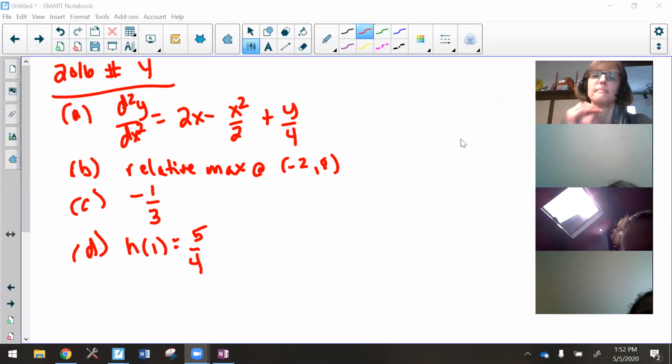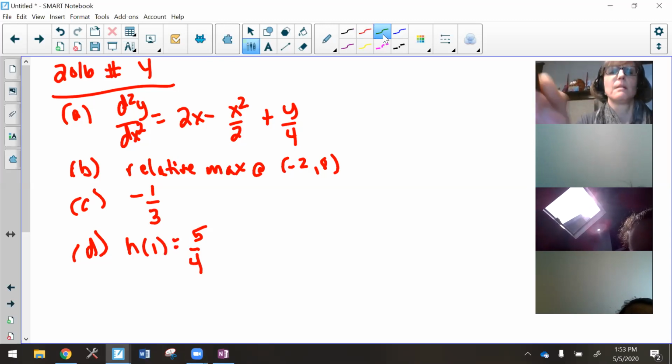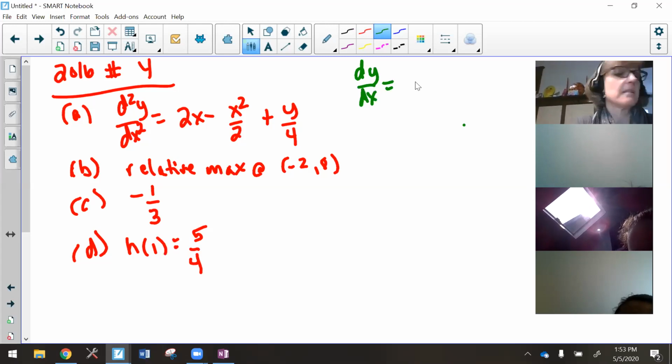I have a quick question. For part A, I distributed the first one, 2x minus 1/2 y dy dx. So I put the dy dx and distributed, but I got 2x minus 1/2 x squared y plus y over 4. Wouldn't you distribute the y? So you've got dy dx is equal to x squared minus y over 2, right?